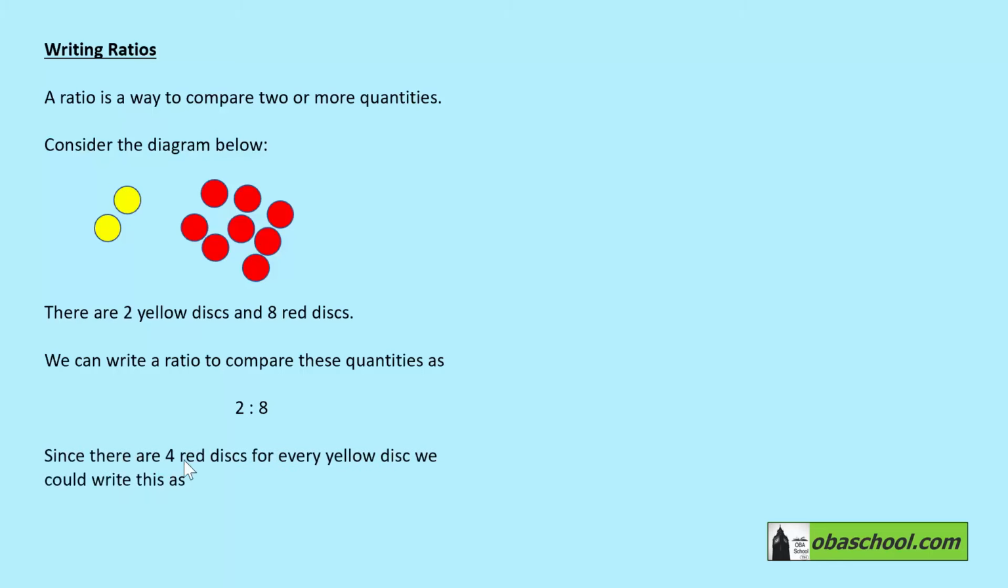Since there are 4 red discs for every yellow disc, we could write this as 1 to 4, and that would be the simplest form of this ratio because there's no common factor other than 1 between 1 and 4, whereas here we had a common factor of 2. So this is the simplest way that we could express this ratio, as I just mentioned.